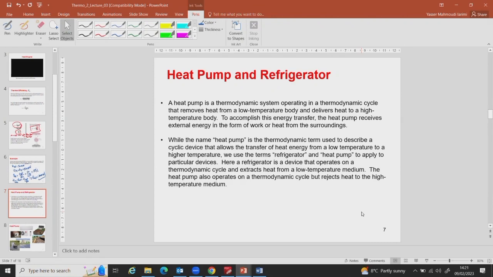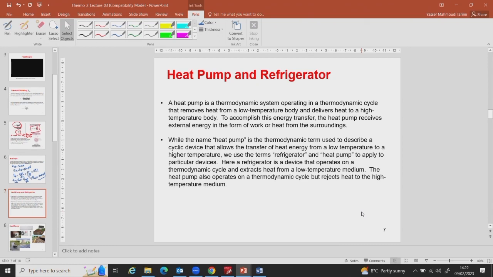Now, as I said, they are the same, but the desired output that we get from these two technologies is different. In a refrigerator, the main objective is to cool down inside the fridge as low as we can, so QL is the desired output. While in a heat pump, we don't care about the QL. We only care about how much heat will be given to the high temperature medium we are interested in.